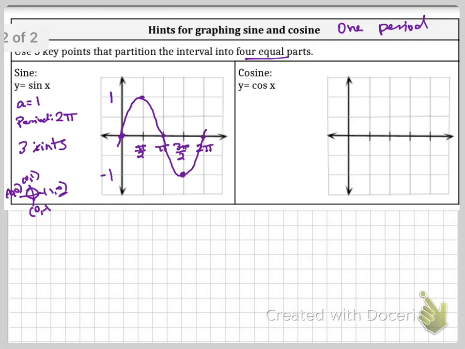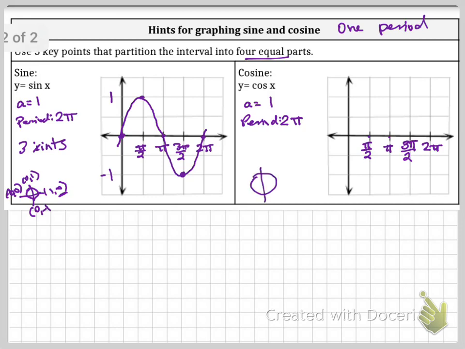Now for cosine, it's similar. Our amplitude is 1. The period is still 2 pi. So again, to do this, we go out 1, 2, 3, 4 to 2 pi. Half of 2 pi is pi. Then half of pi is pi over 2. And then the last one is 3 pi over 2.